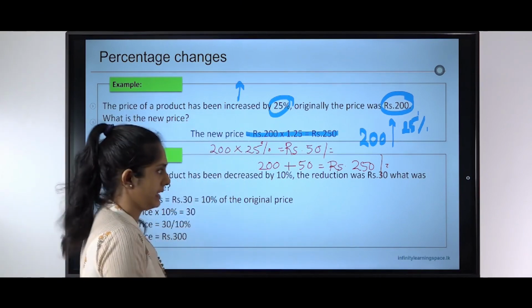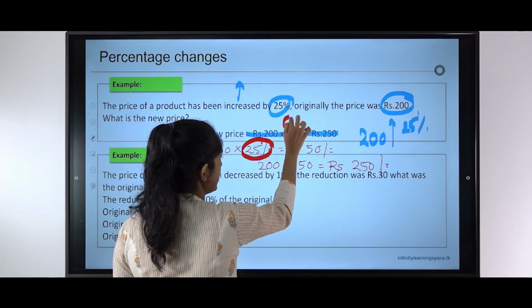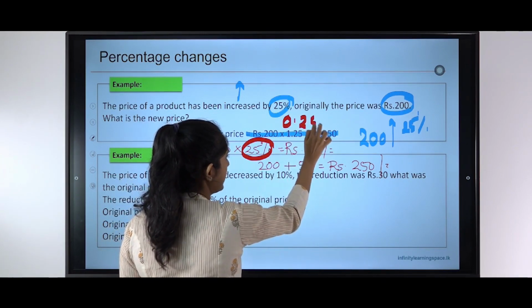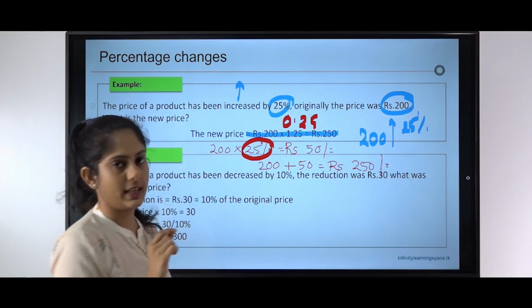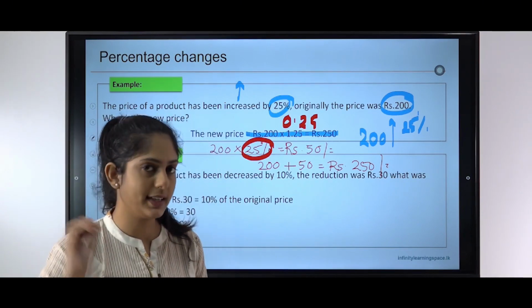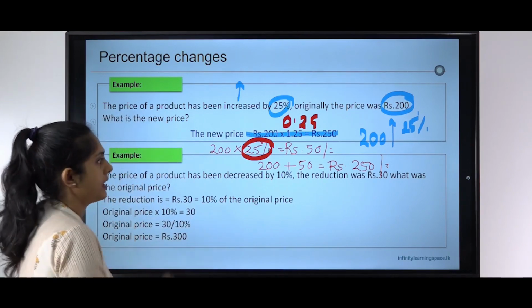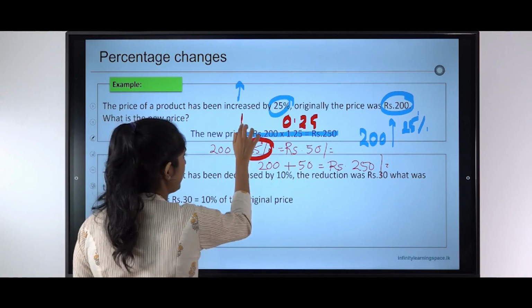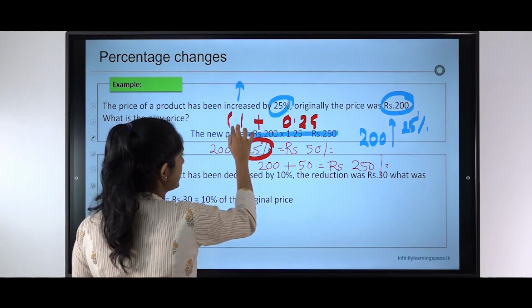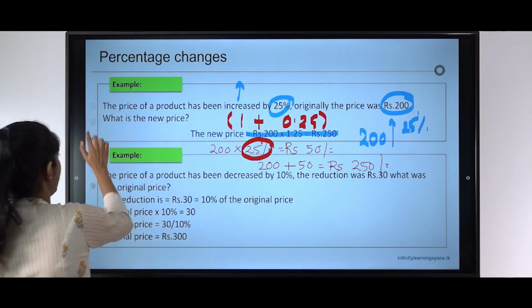how you do that is 25% is basically 0.25. Take your calculators and check and see 25%. 25 divided by 100 is 0.25. So that's what we did. To the existing 100%, you add 0.25, that is 1.25.